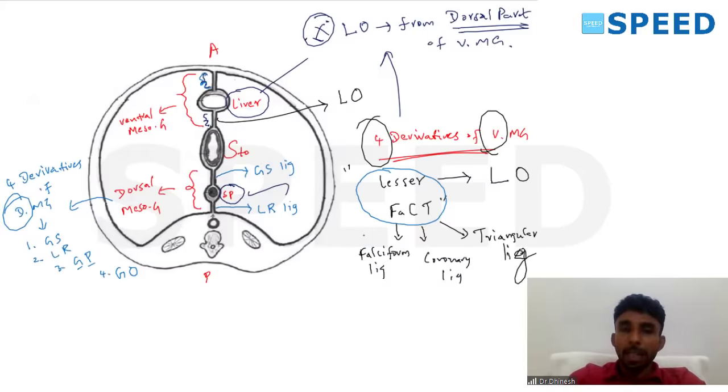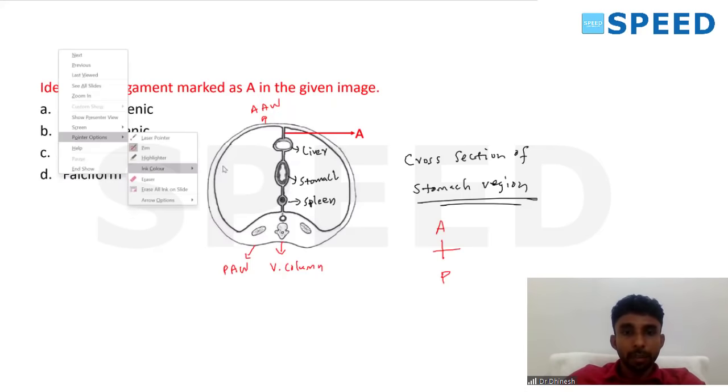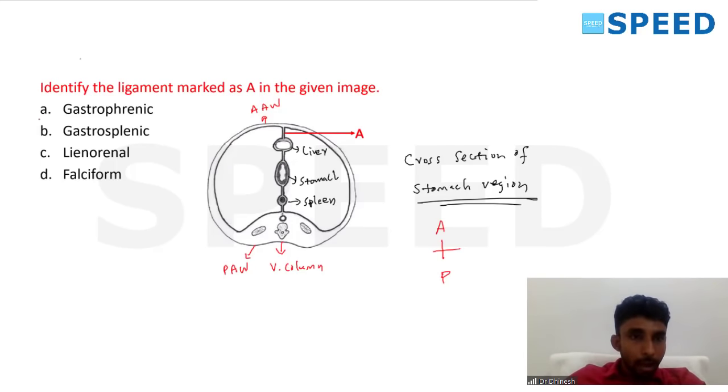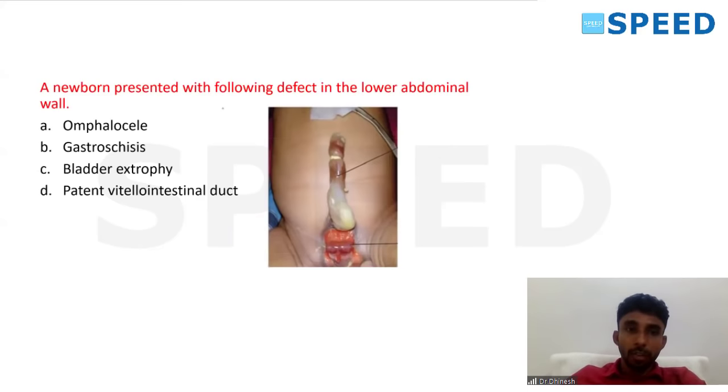Fine. So what will be the answer for this question? Yes, among the four options given here, the only derivative from the ventral mesogastrium is falciform ligament, because the other three options given here are derivatives of dorsal mesogastrium. And here the structure marked is related to ventral mesogastrium, isn't it? So the answer for this question is falciform ligament. Yes, let's move to the next question.